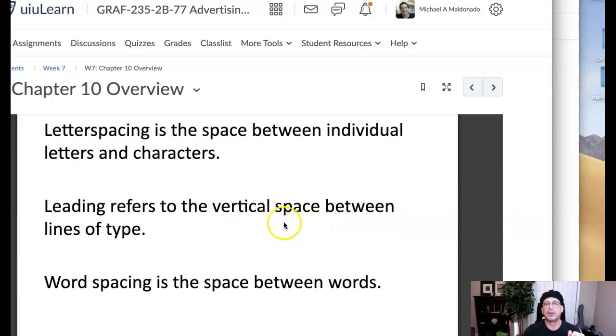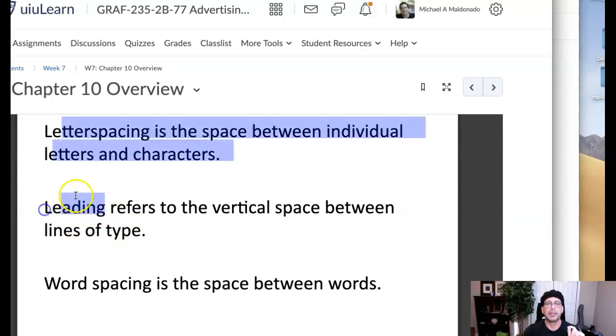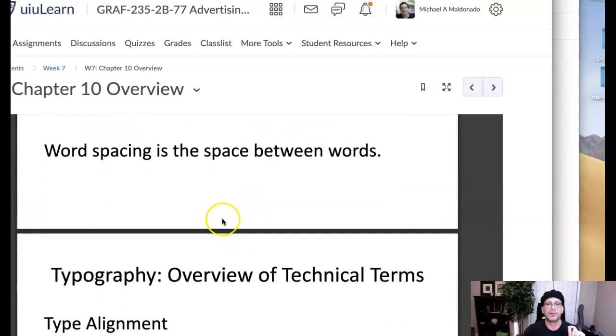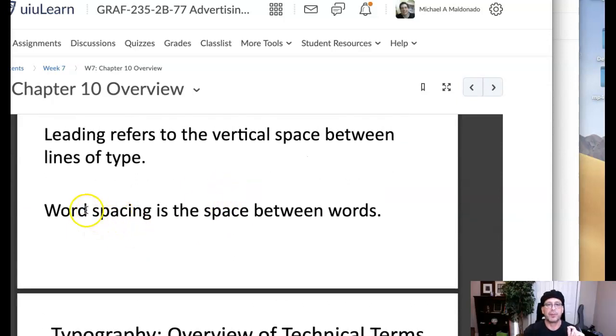Leading refers to vertical space between lines of type. So leading and kerning are 2 things that will refer to the measurement and the distance between the individual letters and the distance between lines of type, okay? Again, leading refers to the distance between lines of type. Kerning refers to the distance between individual letters. Tracking refers to the space between all letters in a word or sentence. Word spacing is the space between words, so it's this space right here, okay? So when you hear somebody talking about adjusting word spaces, that's what they mean.